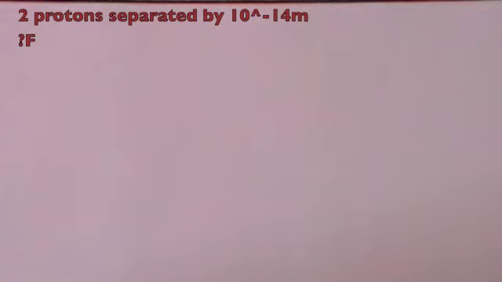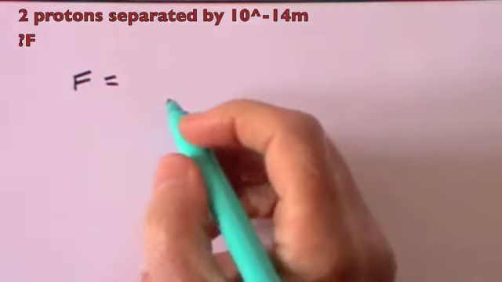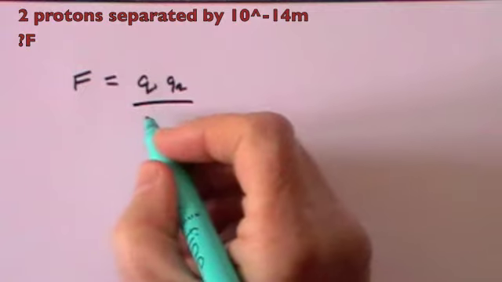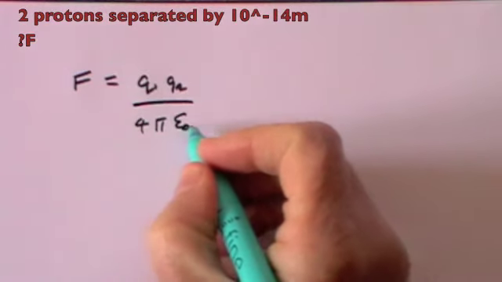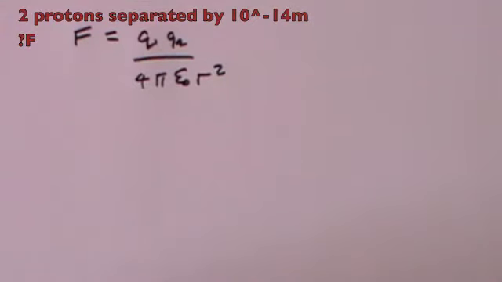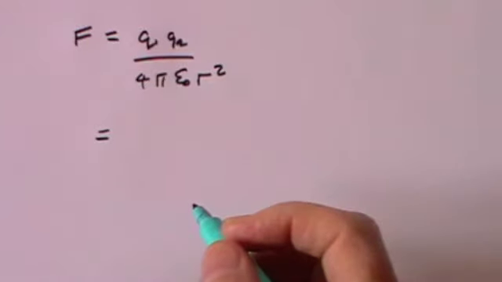Question 7. Two protons are separated by a distance of 10 to the minus 14 meters. What is the Coulomb force between them? Well, this really is a question for the electricity side, but the Coulomb force is Q1 Q2 divided by 4 pi epsilon naught r squared. You'll almost certainly be given the value of epsilon naught, so that will become Q1 Q2, well, it's two protons.